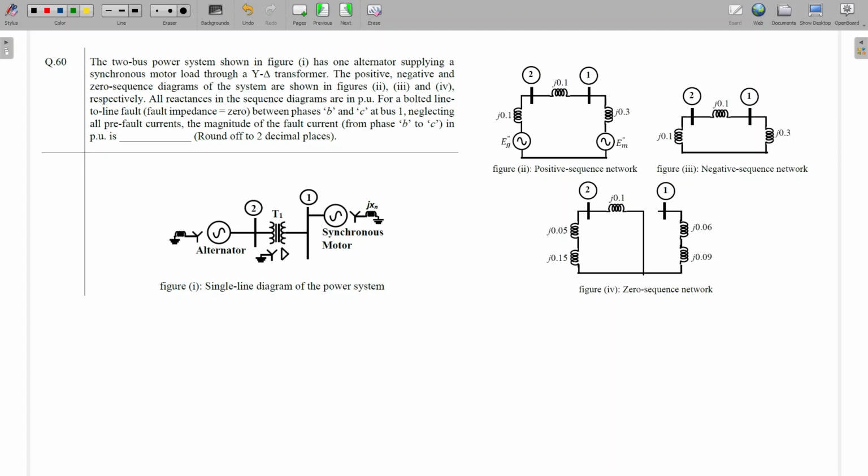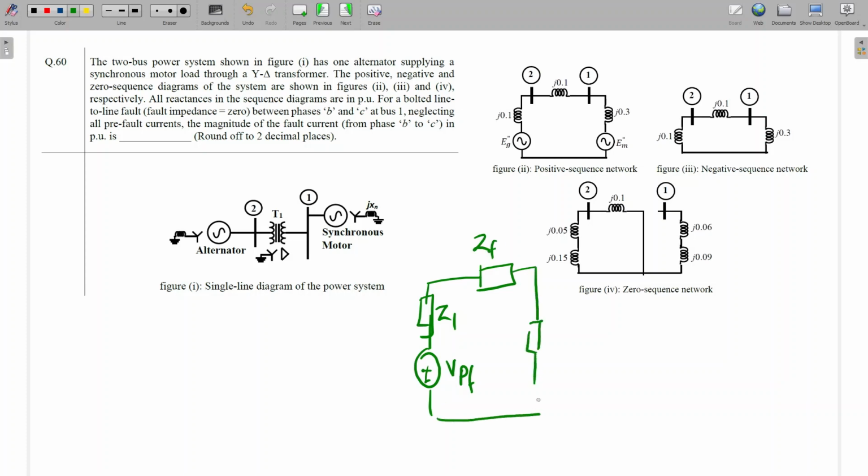So it is a double line to ground fault question. For every type of fault, you should remember the sequence impedance diagram. So for a double LG fault, I am going to draw the sequence impedance diagram. This is plus minus V pre-fault, here it will be Z1, here the fault impedance Z, and here Z2. A similar kind of diagram will be there for different kinds of faults, which you should remember.